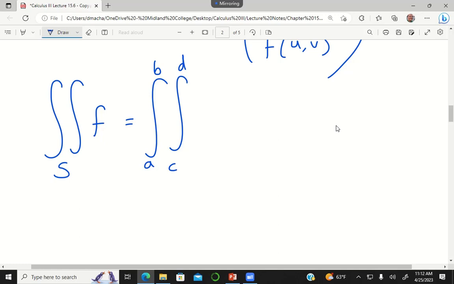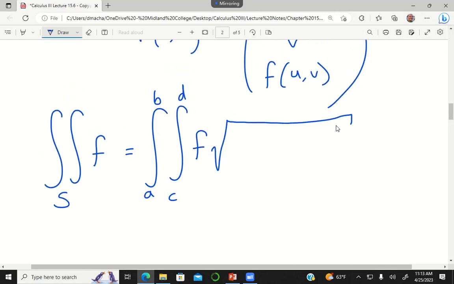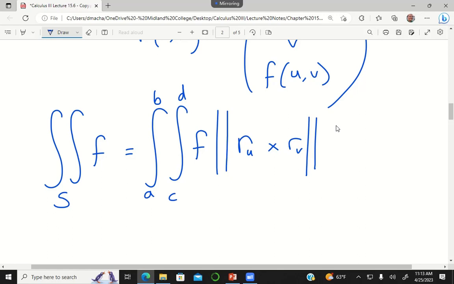This would be the scalar field times the norm. Remember, the norm is just where you take the square root of all the entries squared. And this was supposed to be the norm of this vector, r_u cross r_v. Let me just write it as the norm, and then I'll do the square root later. dt.